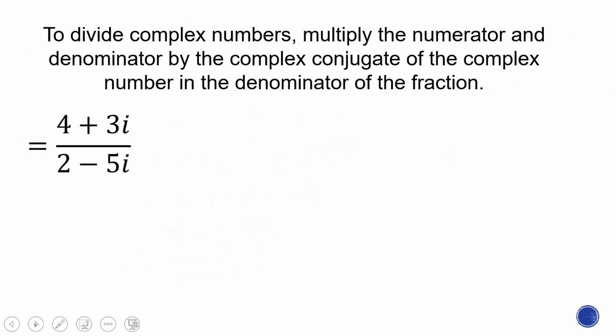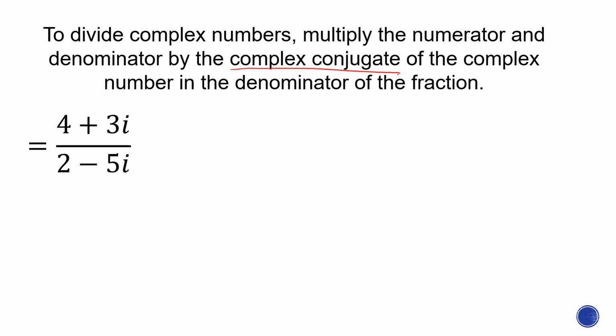Let's go now to the division of complex numbers. To divide complex numbers, we will do multiplication again: we multiply the numerator and the denominator by the complex conjugate of the complex number in the denominator of the fraction. So the keyword here is the complex conjugate. That's the phrase we need to understand.